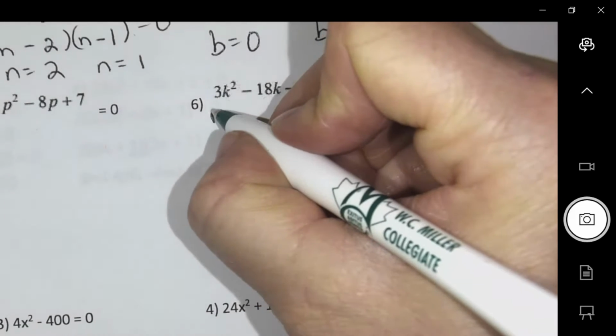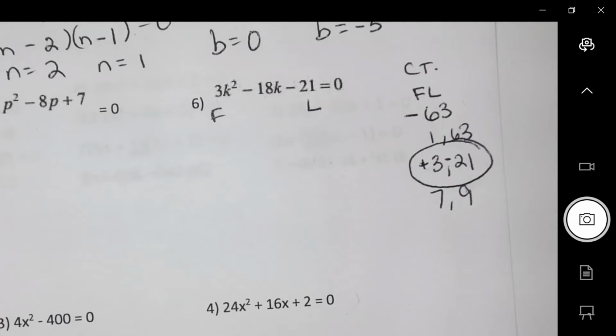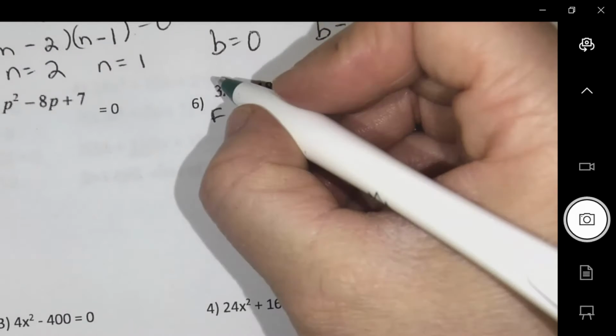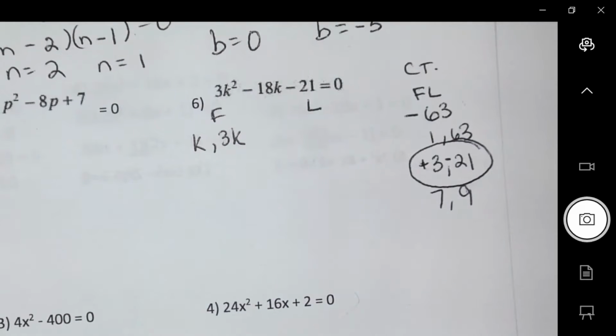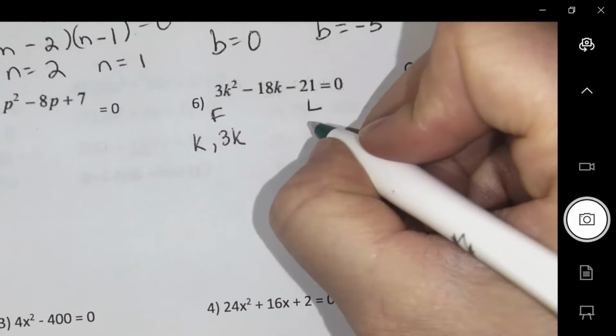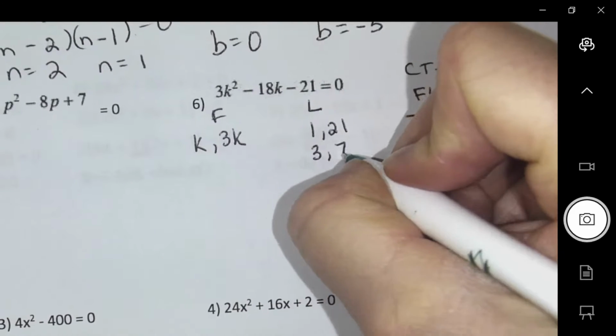Okay, so now I'm going to write down what are the ways I could make the F and what are the ways I could make the L. So I could do K times 3K. That's it. How could I make 21? 1 times 21 or 3 times 7?